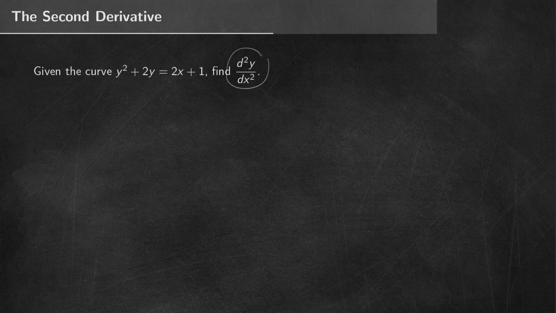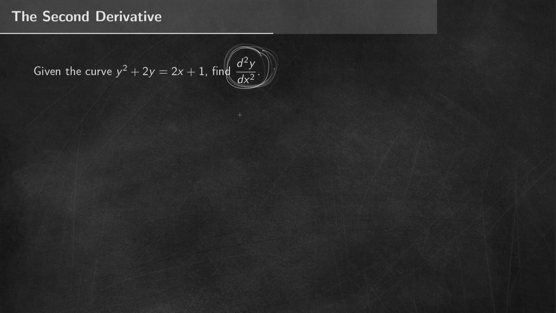So let's talk about this notation for a moment. This notation means the second derivative. It doesn't mean that we're squaring anything. We're actually not going to square anything. We're finding the second derivative. So why does that notation look so funky? Well, we're using Leibniz notation.